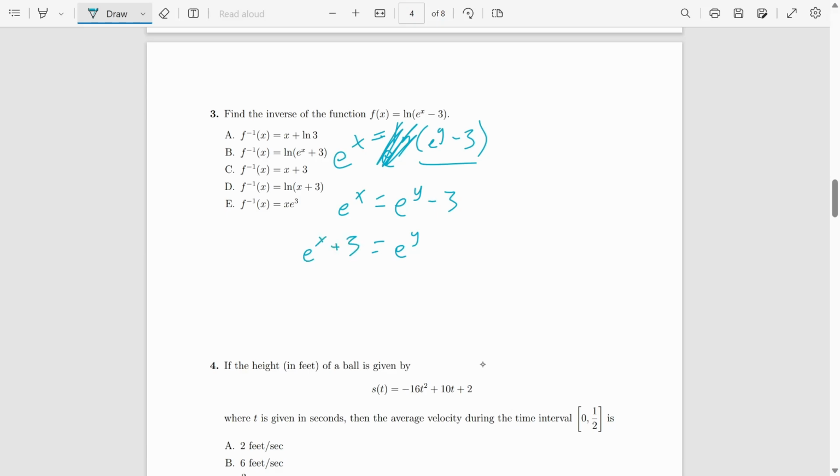And then we can take an ln of both sides. And then what ends up happening is this exponent gets put out front. So it becomes y times the ln of e. And ln of e is just 1, so that gets canceled out, and we're just left with y. So y equals ln of e to the x plus 3. And there we go. That's our answer. That's the inverse of this function.